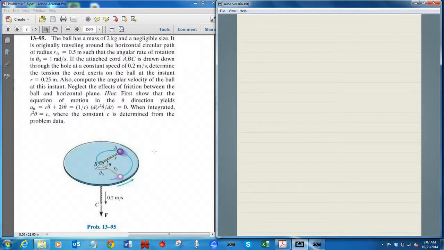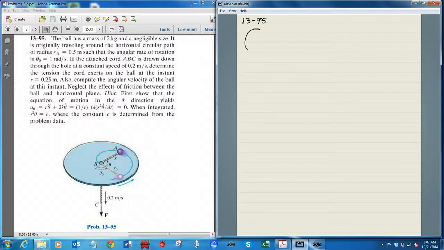Okay, this one is Problem 13-95, and so we come in and we're looking for the tension in the cable, so we're going to need to draw a free body diagram. So I'm going to draw a free body diagram of the ball on the top of the table.